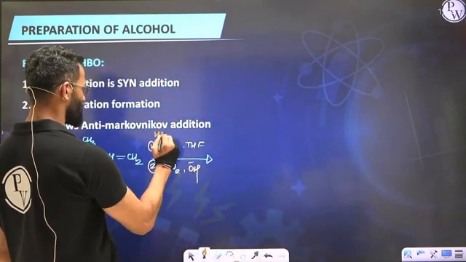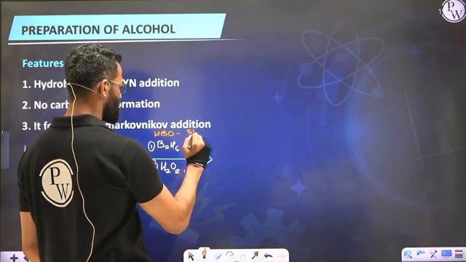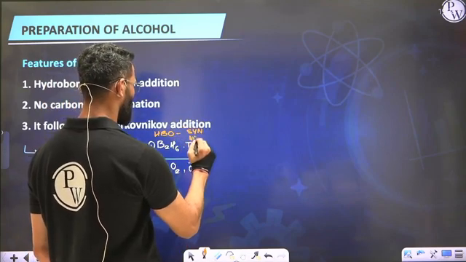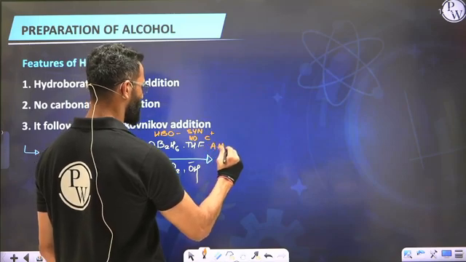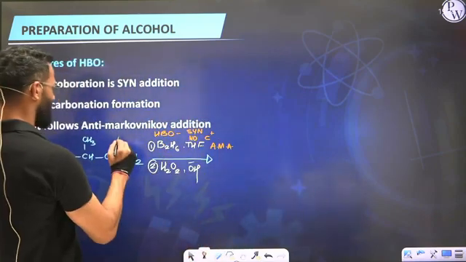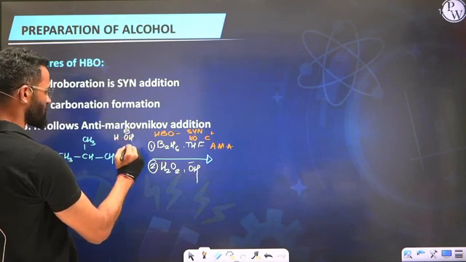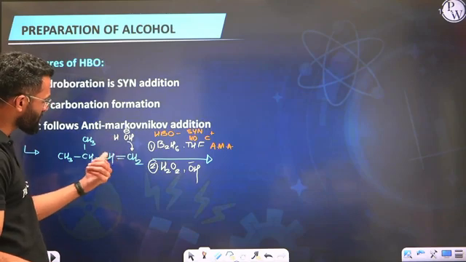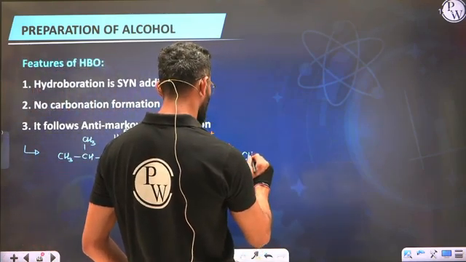Okay, so hydroboration. So this reaction is HBO. What are the key features of HBO? Hydroboration is syn addition. Second, no carbocation, and it follows anti-Markovnikov addition. So now when you are adding water, simply identify the negative part in water. So OH is your negative part, that is going to get attached to the carbon carrying more number of H's, meaning the less substituted carbon, and H will be added here. So straight away, because there is no rearrangement involved, I don't have to verify with the mechanism.